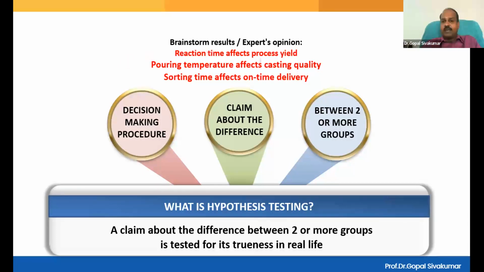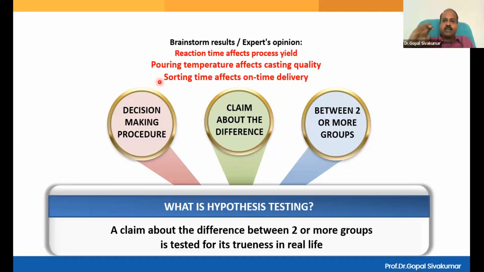So now the Y variable is the casting quality. It can be the porosity or it can be surface finish or whatever. The X variable is pouring temperature. Sorting time will affect your on-time delivery. So sorting time is the X variable and on-time delivery is the Y variable.